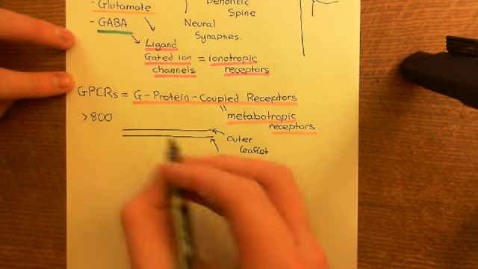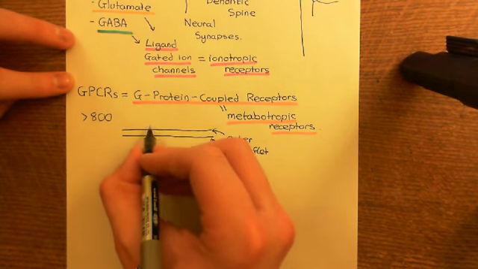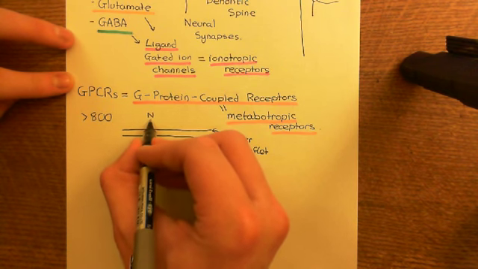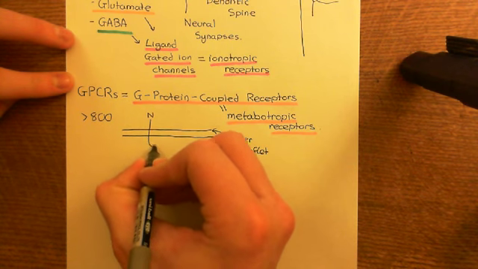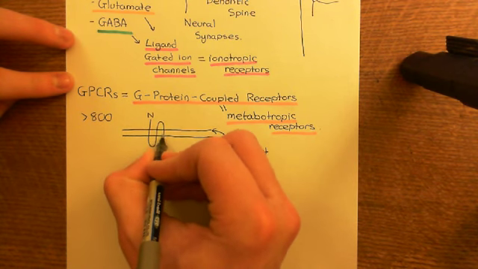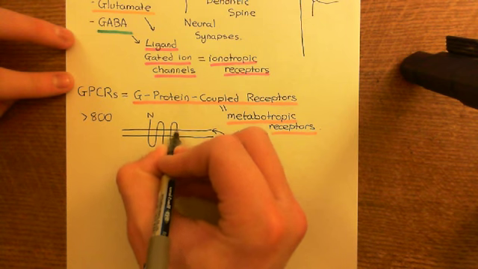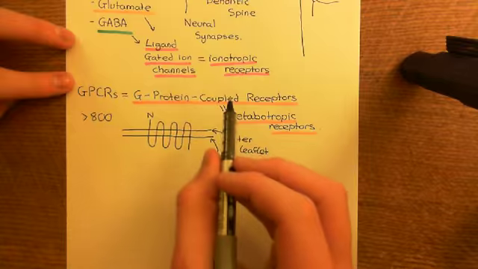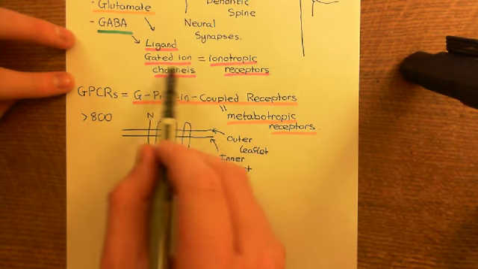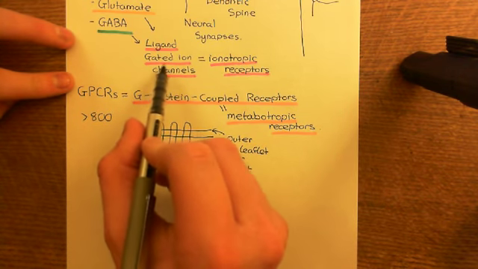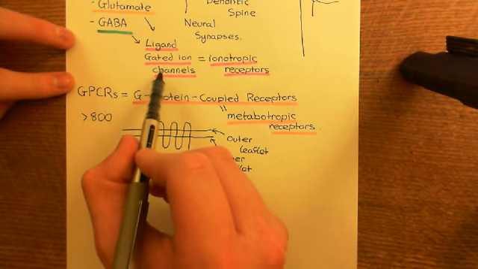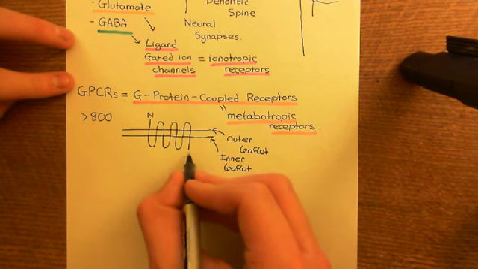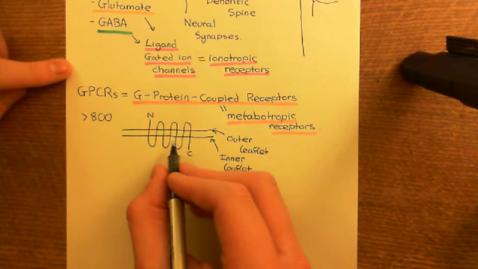G-protein coupled receptors are integral membrane proteins. If this is the amino terminus, the characteristic feature that they all have is that the polypeptide spans the membrane 7 times, like so. They are a single protein, which separates them from the ligand-gated ion channels. Ligand-gated ion channels are made up of multiple proteins stuck together to make the full ion channel. G-protein coupled receptors are a single polypeptide.